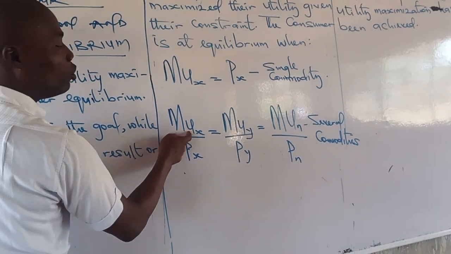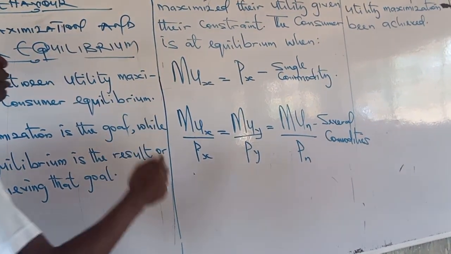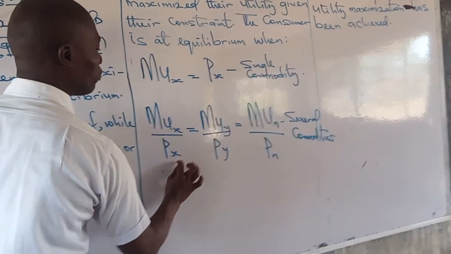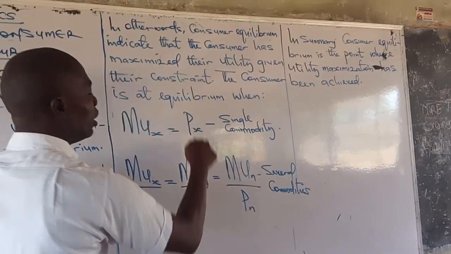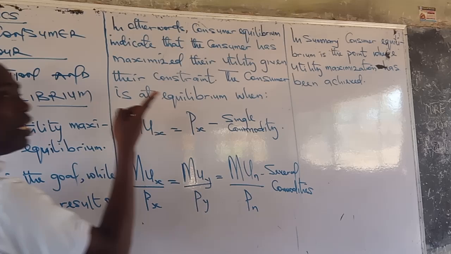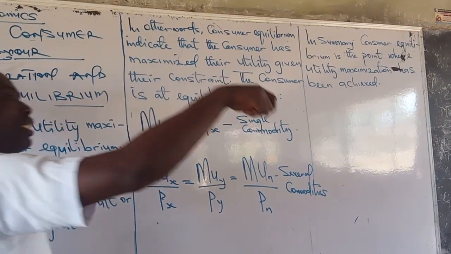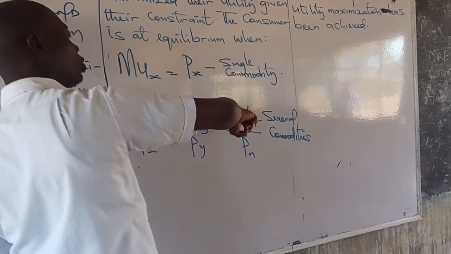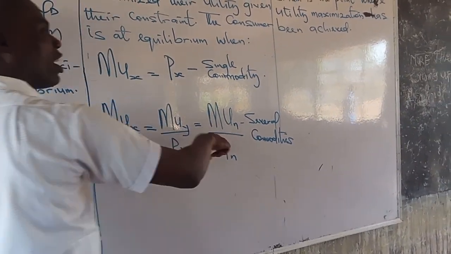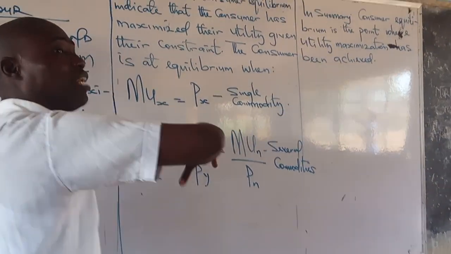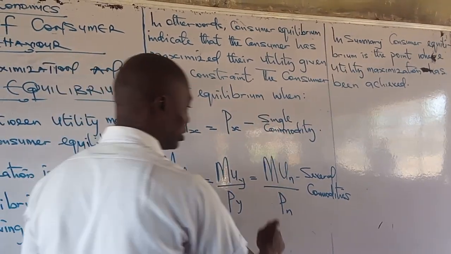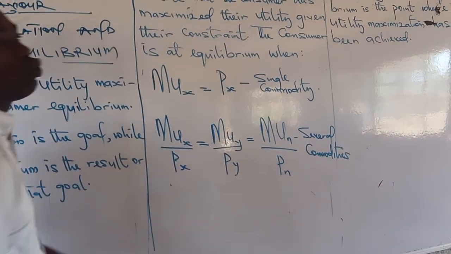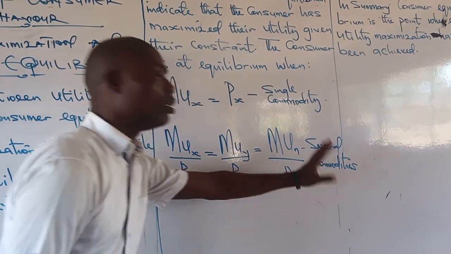Explaining better, marginal utility of commodity X, that is the extra or the additional utility the consumer derives in consuming an extra unit of a particular commodity, all over the price of that commodity, equals the additional utility he or she derives in consuming an extra unit of another commodity, all over the price of that commodity, equals the additional utility he or she derives in consuming an extra unit of all the goods or services he or she purchases, all over the price of those commodities. Then we say the consumer is at equilibrium.